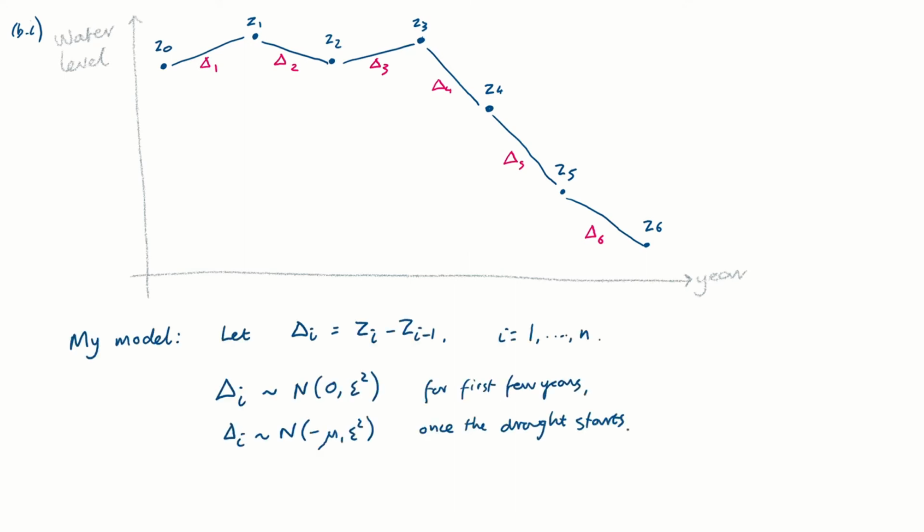Here's my model. The question tells us that for the first few years, the difference in levels is roughly 0, plus or minus some random variation, so I'll model delta i as a normal random variable with mean 0. And after the drought starts, it says that river levels decrease on average, so I'll model delta i as a normal with some mean minus mu.